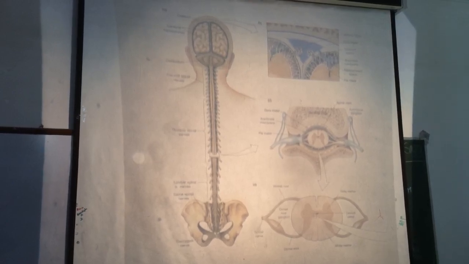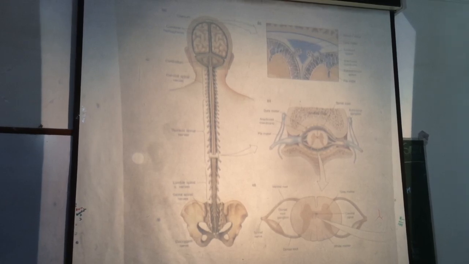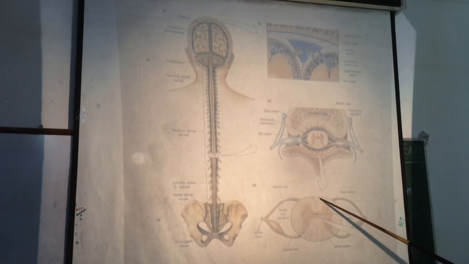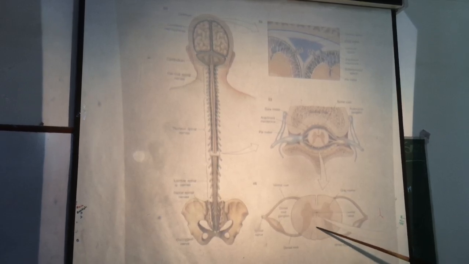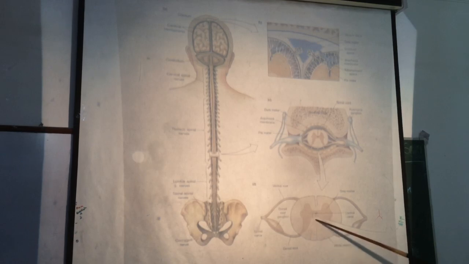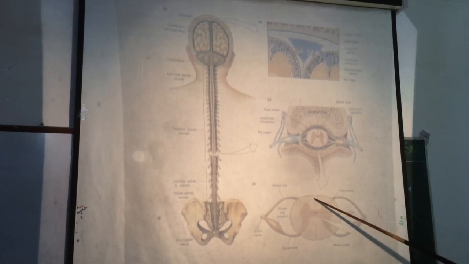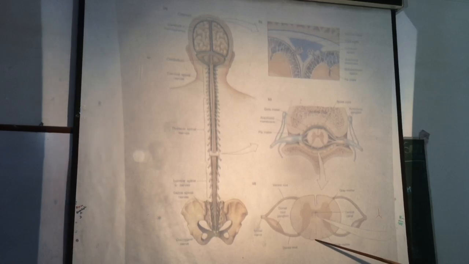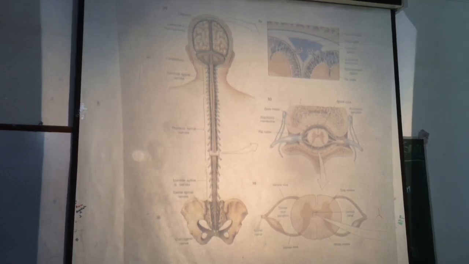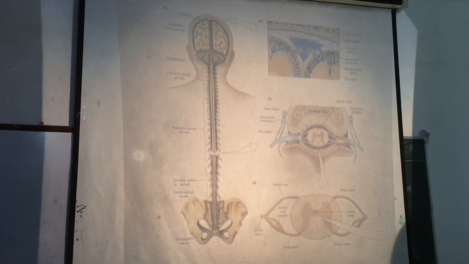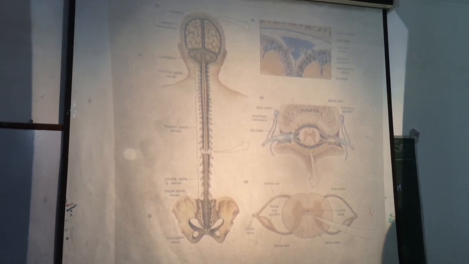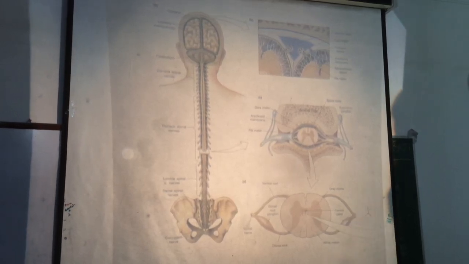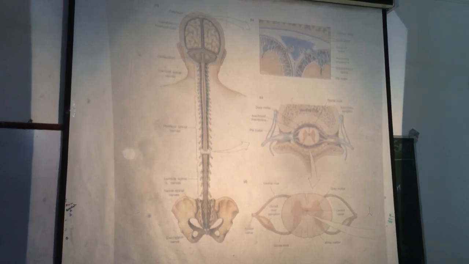On the anterior surface of the spinal cord, there is the anterior median fissure. And on the posterior surface, there is the posterior median sulcus. From the surface of the spinal cord arise 31 pairs of spinal nerves.